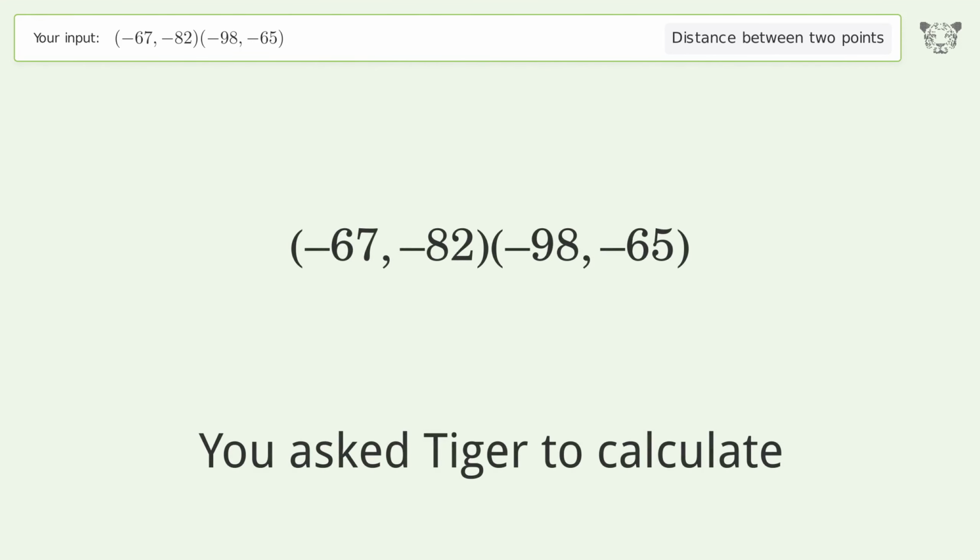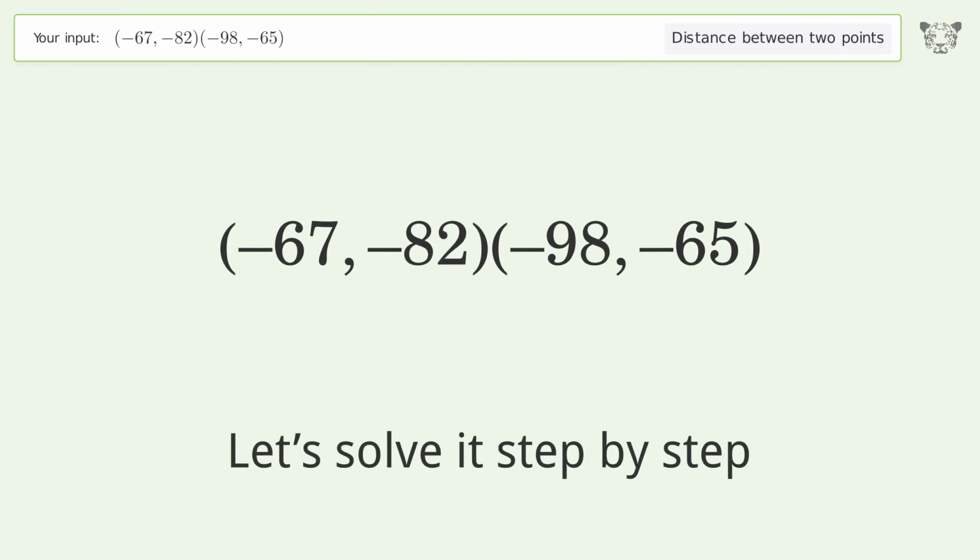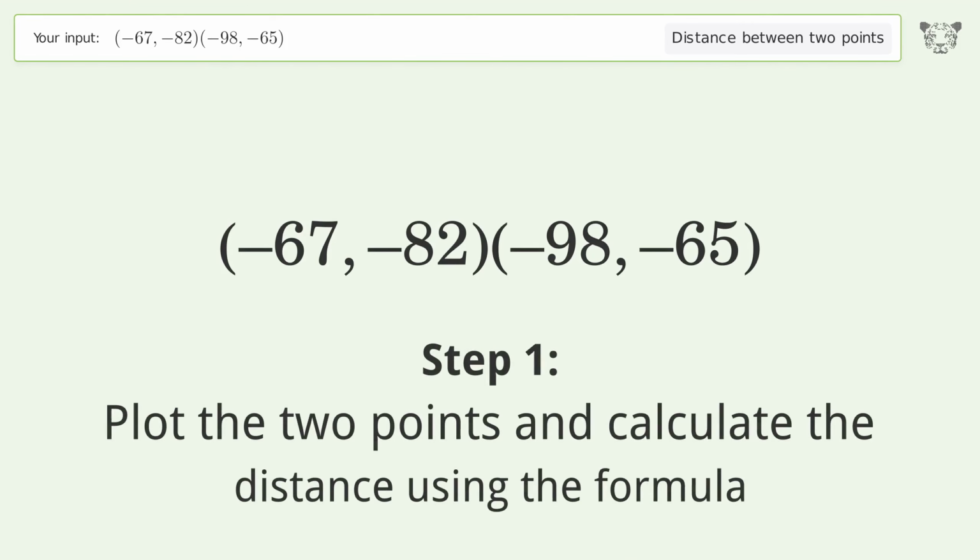You ask Tiger to calculate the distance between 2 points. The distance between the 2 points is the square root of 1250, or 35.355. Let's solve it step by step. Plot the 2 points and calculate the distance using the formula.